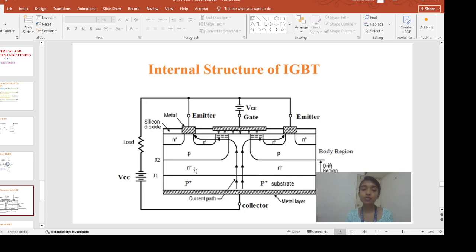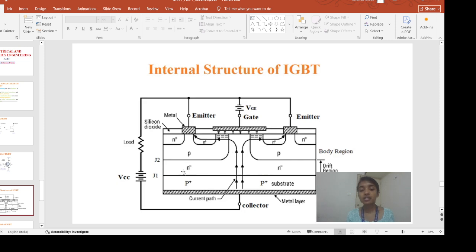Next come to the N minus region. Let's say the current flowing is IC. There will be some resistance in the N minus region, let's say it is RD. So what is the drop or loss here? IC multiplied by RD. Now come to this region. What is the drop or loss here? The same IC current is flowing, and if you consider the channel resistance as RCH, the drop is IC multiplied by RCH. So these are the three on-state or conduction losses.